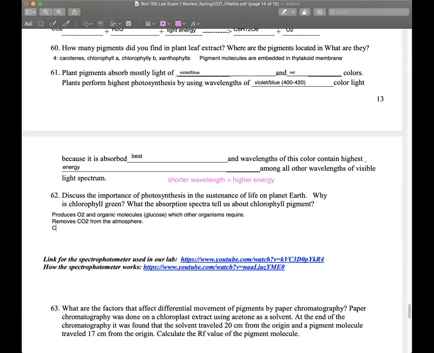Why is chlorophyll green? Gets reflected or not absorbed. Right, because that particular wavelength is not absorbed, it is reflected. So it comes back to our eyeballs, and that's why we sense leaves as being green, at least in the springtime.